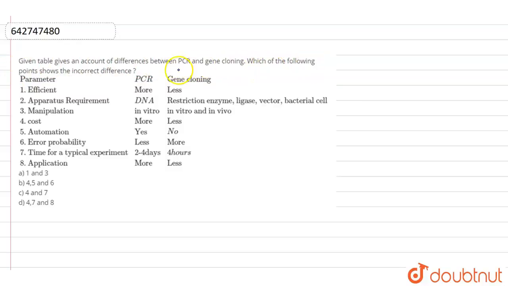Hi everyone, our question says given table gives an account of differences between PCR and gene cloning. Which of the following points show the incorrect difference? The first parameter is efficiency. It says that PCR is more efficient and gene cloning is less efficient. So this point of difference is absolutely correct.